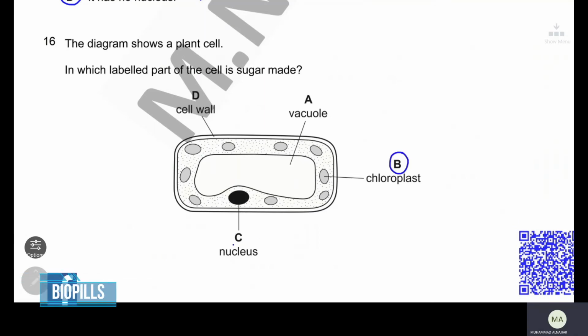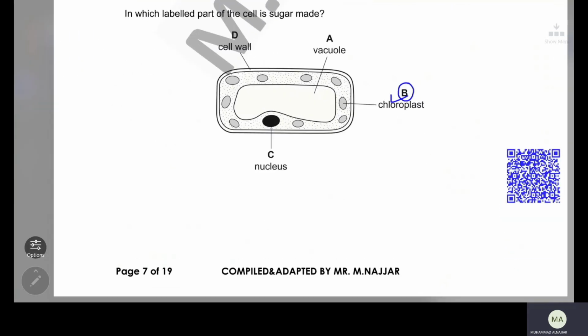The nucleus is just controlling and directing the cell activities, the cell wall is for protection and limiting, and the vacuole is for storing food, and there is also water and dissolved salt in it. So it is not the answer. So the correct answer here is B, the chloroplasts. So let's go to the next question.